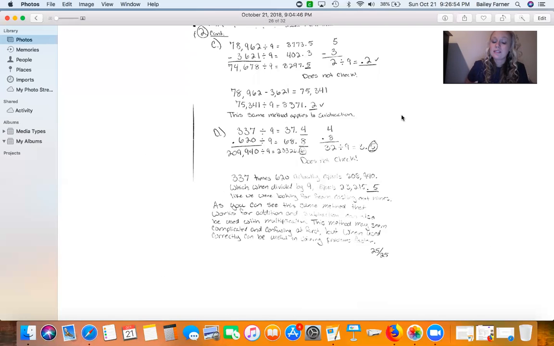And so when we look at the answer that we're given for the multiplication problem, 209,940 divided by 9, it gets 23,326, I believe, 0.6. And so the 0.5 and the 0.6 are not the same, so that does not check. And we know that if we do actually multiply 337 by 620, we actually get 208,940. So it's about 1,000 off in the answer that's given.